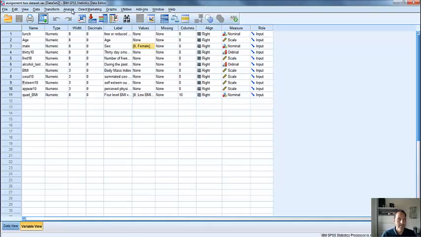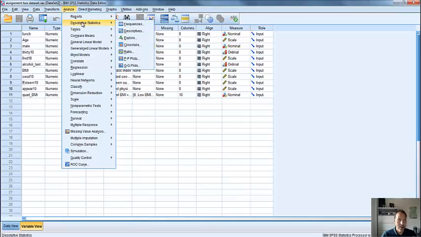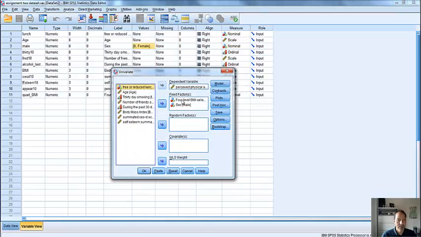So let's go ahead and run this. This is now starting to get a little more complicated. We're going to go to the general linear model and hit univariate. Univariate means that there's only one dependent variable. If it was multivariate, that means we'd be measuring the effects on all dependent variables at the same time, which is very efficacious, but it's not what we're going to do here.